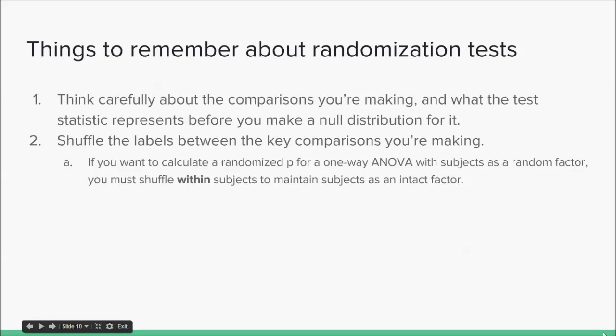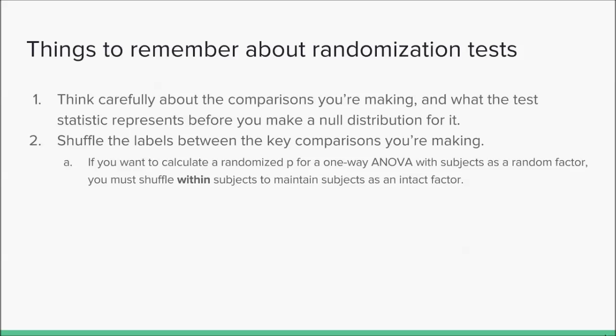So here's an example that you might run into one day: if you're calculating a randomized p-value for a one-way ANOVA with subjects as a random factor. Just to clarify, let's say time is the factor in your ANOVA and you have 10 different subjects, and there might be random variance in this data just because each subject is slightly different. So subjects becomes a random factor that's supposed to be a factor of non-interest, and time becomes your other factor.